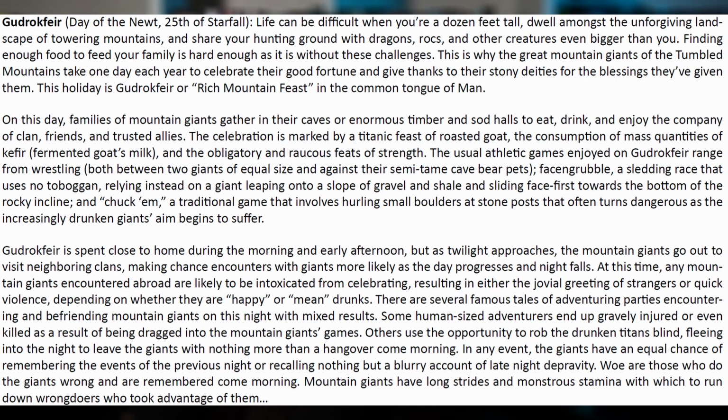And the next one is Gudruk Fear, or Gudruk Fear, however you pronounce that. Day of the Newt, 25th of Starfall. This one's a really long one. It's like three different paragraphs, but essentially this is a giant holiday where the giants celebrate their thankfulness and their good fortune that, between dealing with dragons and humans and rocks and all those other creatures that they deal with trying to survive in the mountains and the hills, they show thankfulness for their fortune.